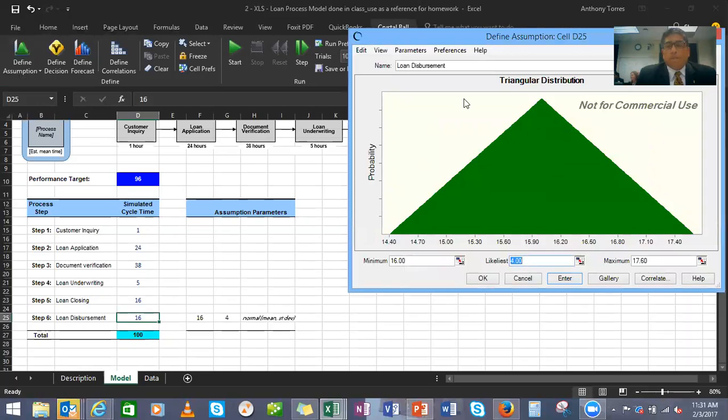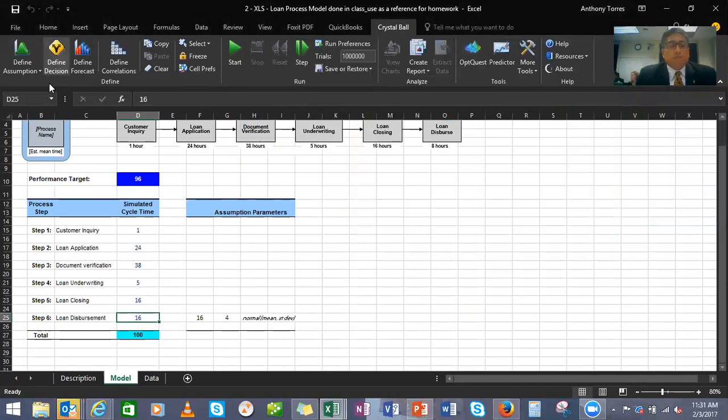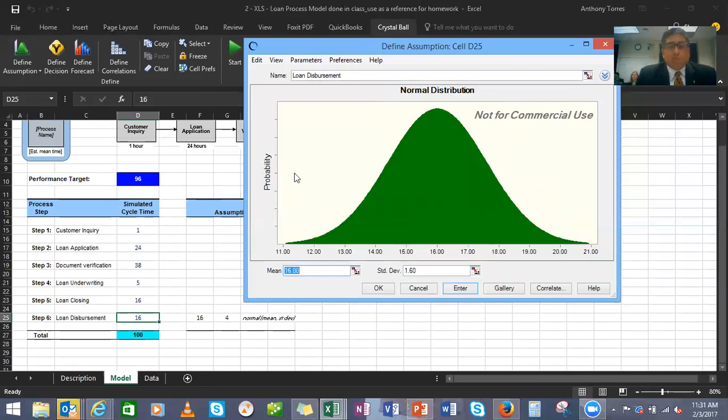In the description tab, they gave us the research from the historical values. I put 4 because that's what my research showed. We're just pretending that all the stuff in the description tab is my consulting team going off and doing research and figuring out what these actual steps take.